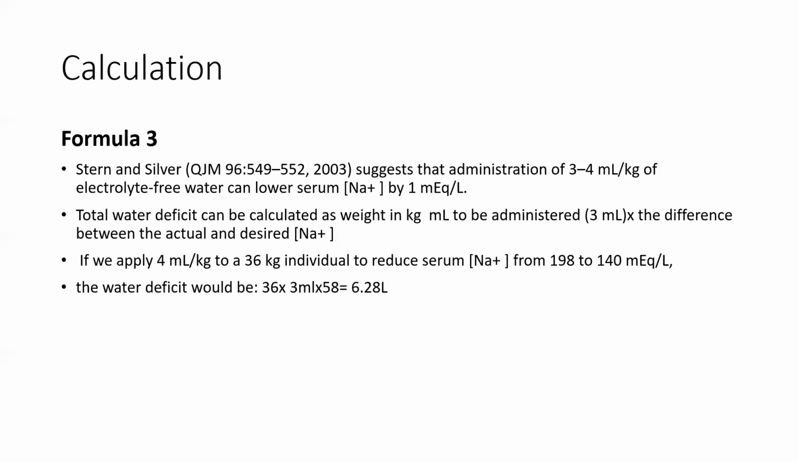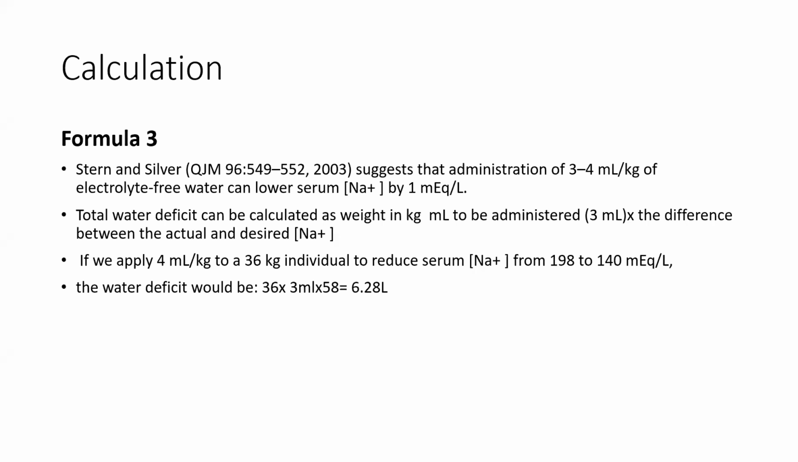So usually you can use the lower, 3 mils, times the difference between the actual sodium and the desired sodium. So if you apply, for example, 4 mils per kilo for this chart, you may find now how much you're supposed to give to reduce the sodium from 198 to 140. So you found the total amount of water is 36 times 3 mils. Now, I'm sorry, here I'm supposed to use 36 times 3 mils times 58. That's the difference. So you found you're supposed to use almost 6 liters and 280 mils.